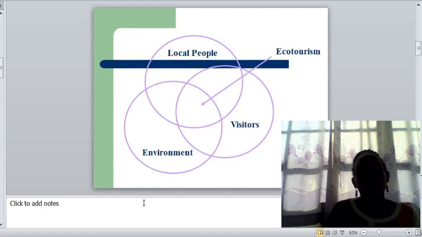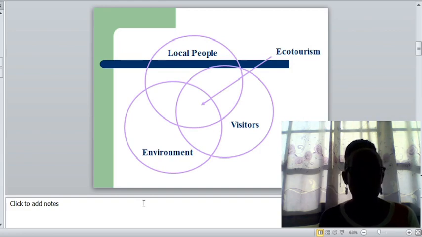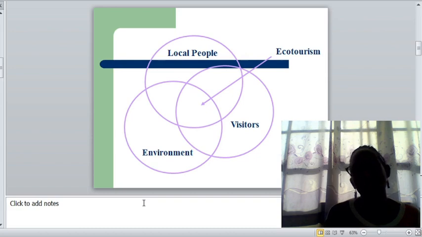And the course of ecotourism comprises three key factors. These are the local people, the visitors, and the environment. When we talk about the local people, we are talking about the host community. How do the host communities benefit from ecotourism, or how do they participate? Then we look at the visitors. Who are these visitors? When they come to this attraction, what is the key thing they look at? So we want to look at the niche of visitors who come for ecotourism.